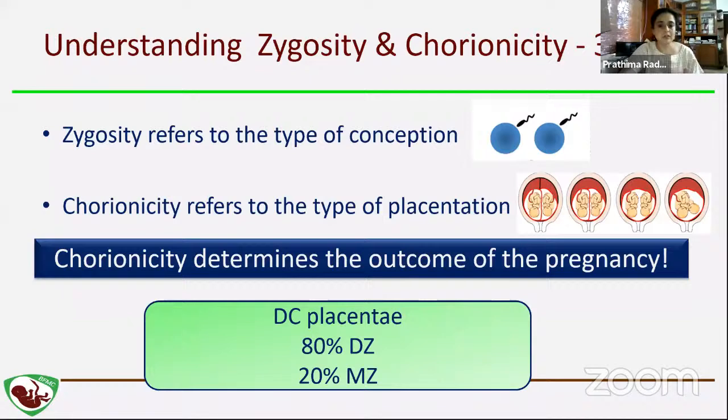One must remember that when you see a dichorionic placenta, that means there are two placentae. 80% of them are dizygotic. That means there are two different conceptions. However, 20% are monozygotic, and this is very important in aspects of aneuploidy screening as well, and particularly when it comes to invasive procedures, and I will talk about it again.